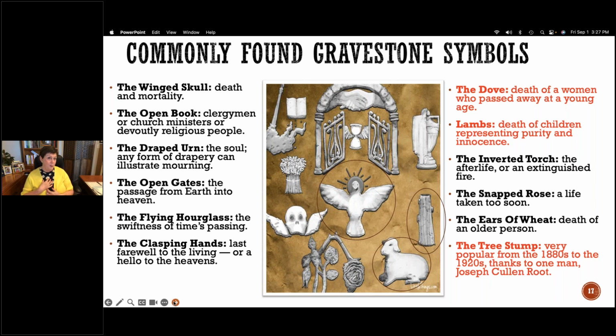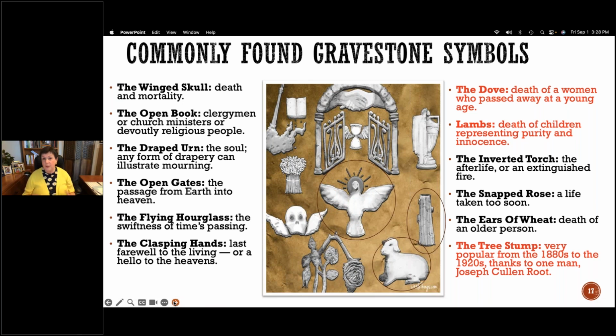Now, while not relevant to me so far anyway, I love the tree stump. It was very popular from the 1880s to the 1920s, thanks to one man, Joseph Colin Root. After hearing a minister describe his congregation as trees in God's forest, Root established a fraternity called Woodmen of the World, a financial services and insurance company that provided financial assistance for burial services. The insurance package included headstones.